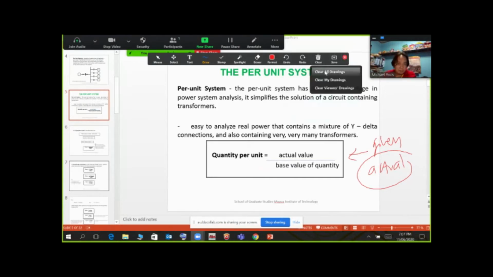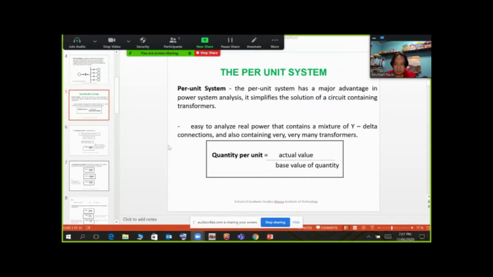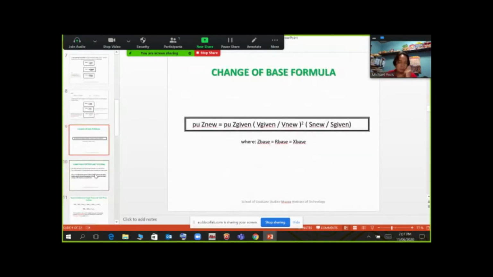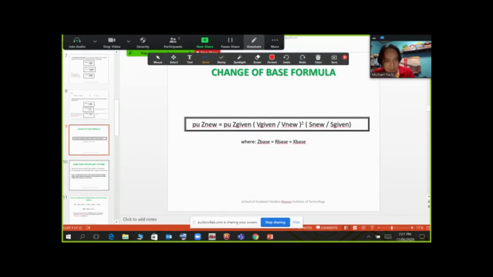If the given is in terms of percent, then you need to use this formula here, which is the change of base formula. By the way, there's an equation here, which is R base, Z base, and X base. Why are they equal as well? Because you're considering an ideal transformer.